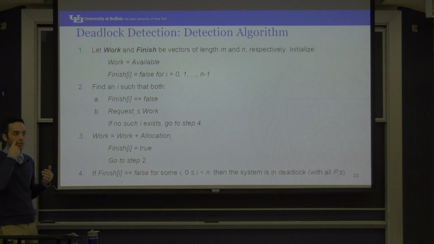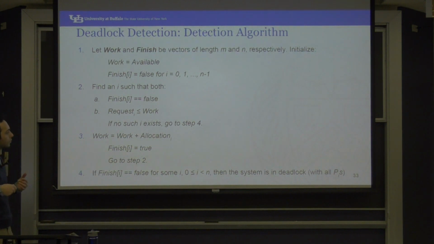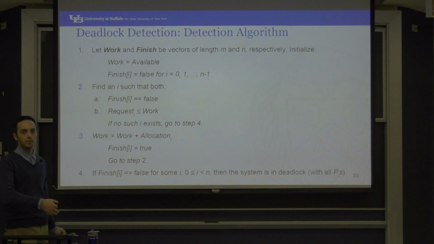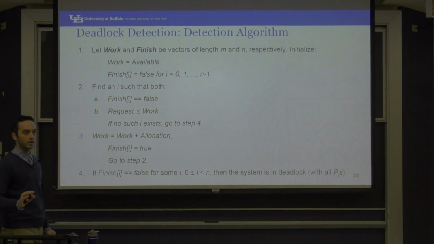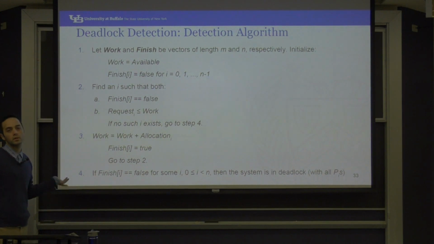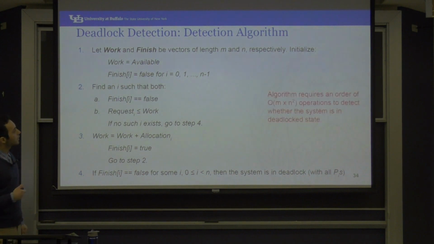If the request cannot be satisfied, in any order, even after all the other processes have finished, we are left with some processes that are still waiting, then we are in a deadlock. And at the end, all those processes that end up in this situation, they are in the deadlock. Alright? So let's take a look.